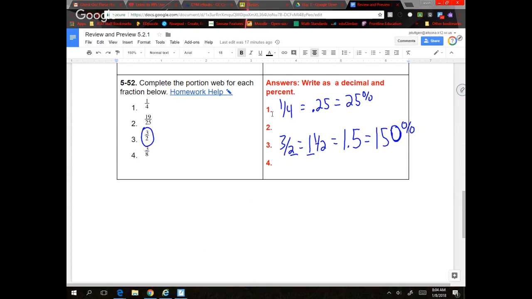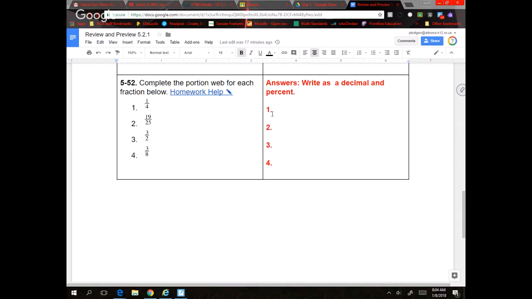The other 2 are done the same exact way. Number 2 should be quick and easy for you because it's out of 25, and 25 goes into 100 really nice. The other one, 8ths, you might have to do a division problem in order to figure that one out if you're not sure what 3/8 is as a decimal. Okay, good luck.